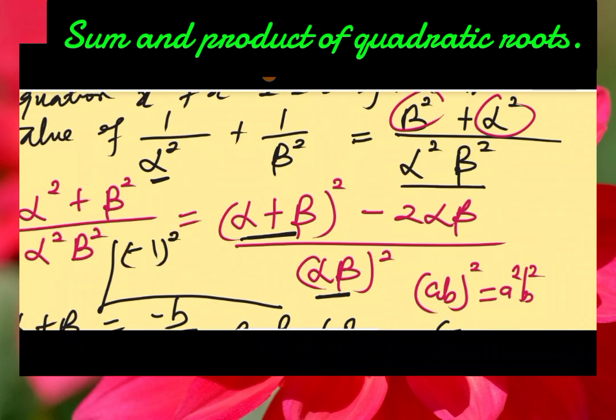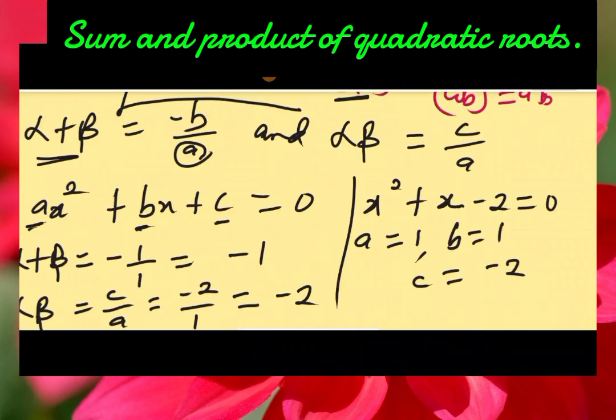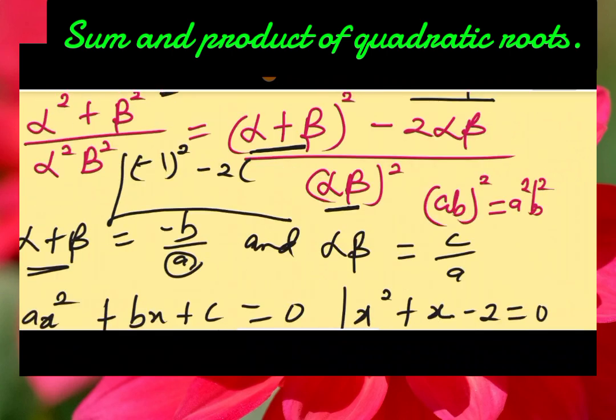Very good. Minus 2 into what is the product? The product here is minus 2. That will be minus 2 into alpha beta, which is also minus 2. Everything divided by the product, minus 2, raised to power 2.